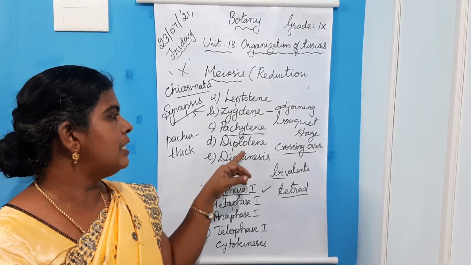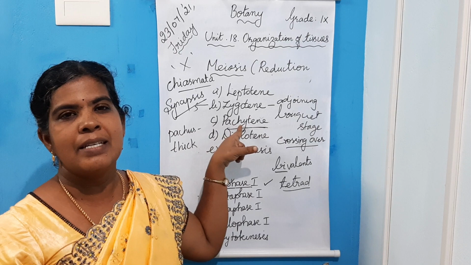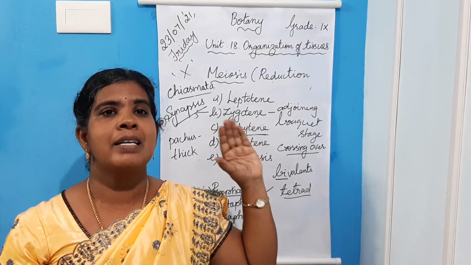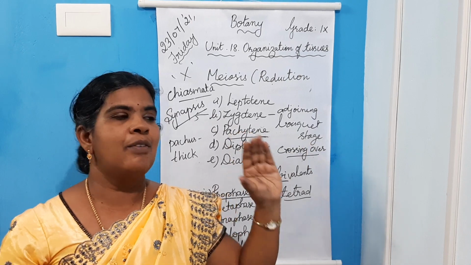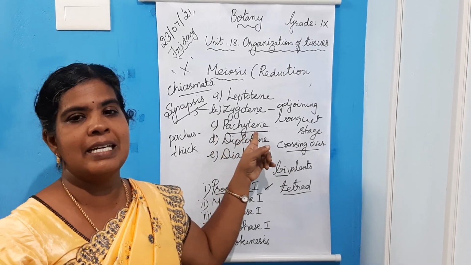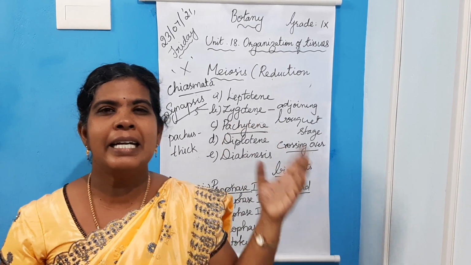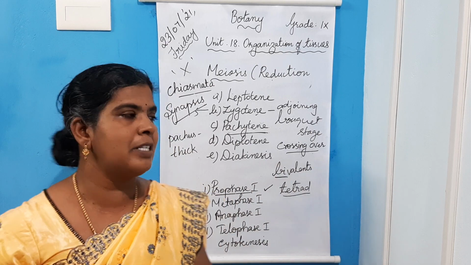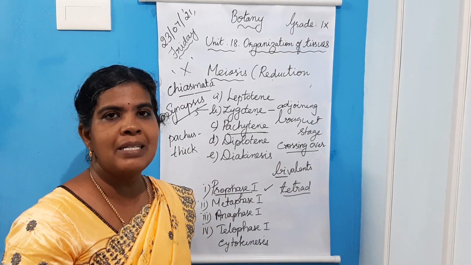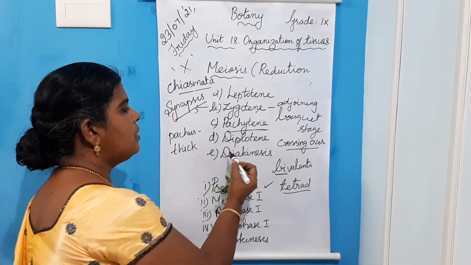Crossing over occurs during the pachytene stage. This stage is very important because crossing over and the formation of bivalents and tetrads take place in this stage. Because of the interchanging of chromosomal segments, genetic recombination takes place. What about the next phase?